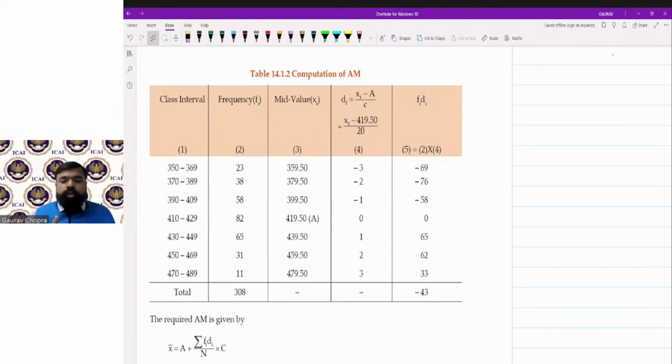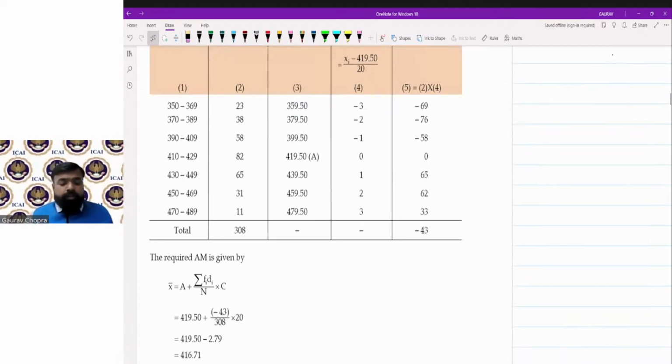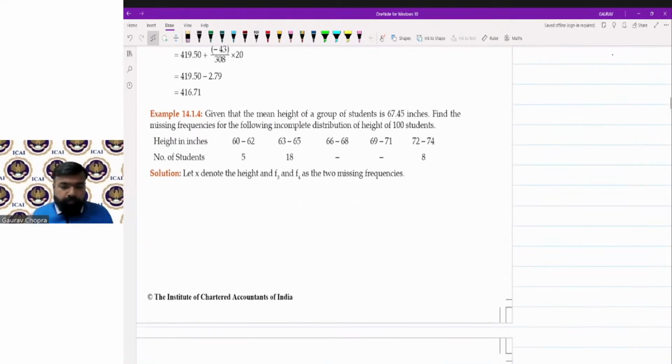Now again, similarly, one more question is given. You have to solve with the same manner. No need to worry. Solve using the same method, same formula, and you can easily calculate on your calculator. Okay.